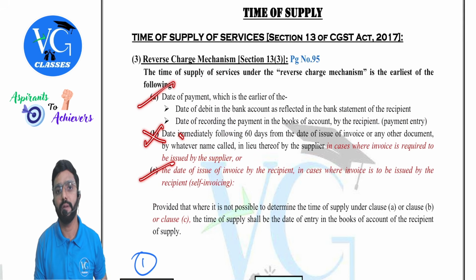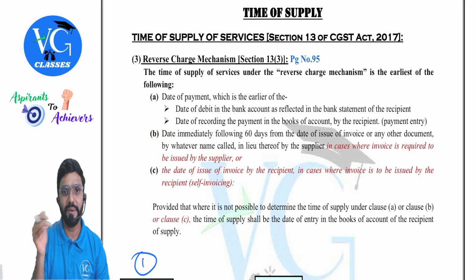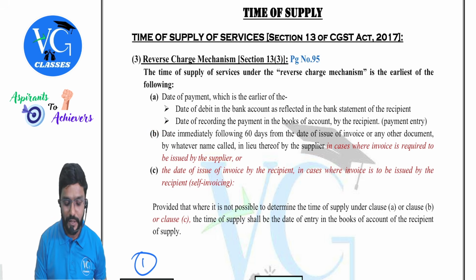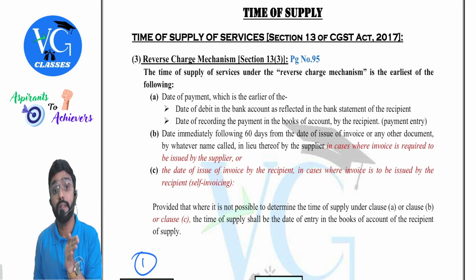Clause B will not be applicable because here, who is issuing the invoice? The recipient and not the supplier. So if the recipient is doing self-invoicing, then clause B will not be applicable, guys. Clear? And please be careful, as per clause C, we should not take the time limit.